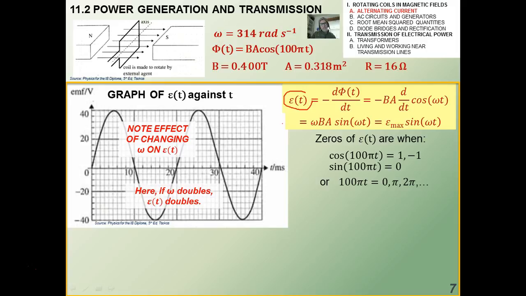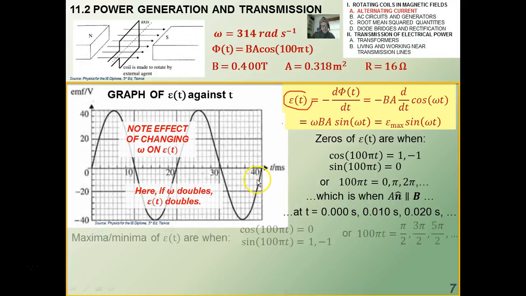Now, a similar argument to my previous slide. Zeros of the induced EMF are when the cosine is at a maximum, but the sine is at a minimum, because remember, this graph right here is a sine graph, not a cosine graph. Again, I set the argument in the parentheses equal to 0, pi, 2 pi, etc., and I get that t is 0, 0.01, 0.02, which again corresponds to the graph.